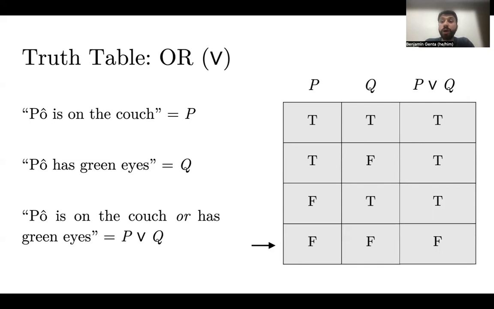And so there's only one case where the disjunction is false. It's when both of the disjuncts, or both parts, are false. So if I say the sky is green or Irvine is in Alaska, well, both of those are false. So the statement as a whole will be false.